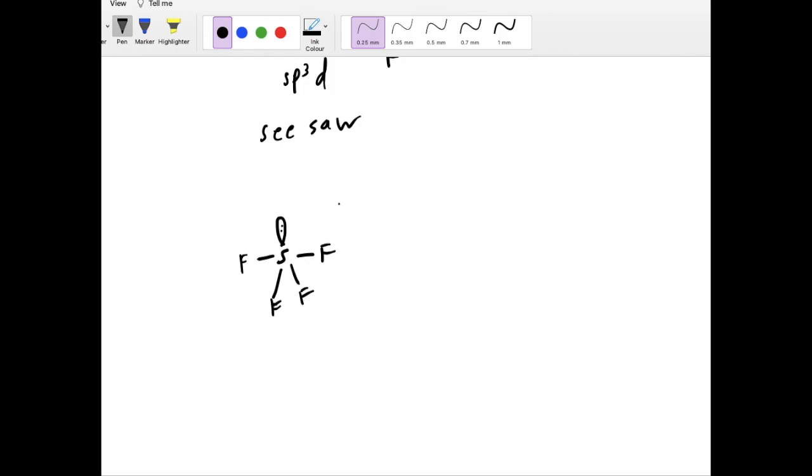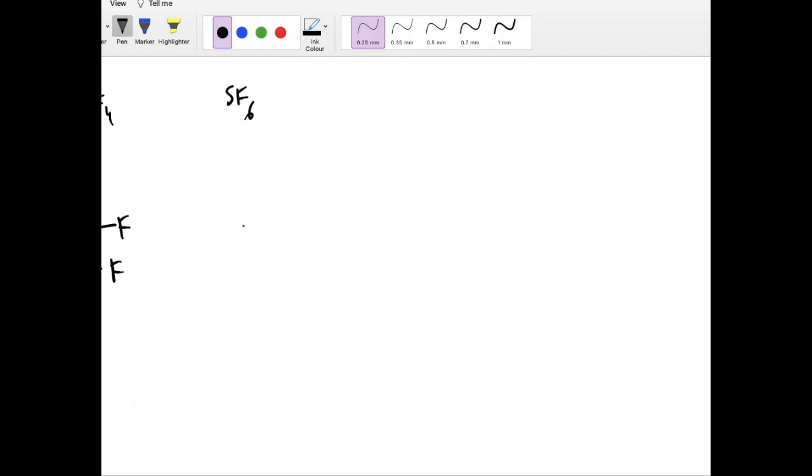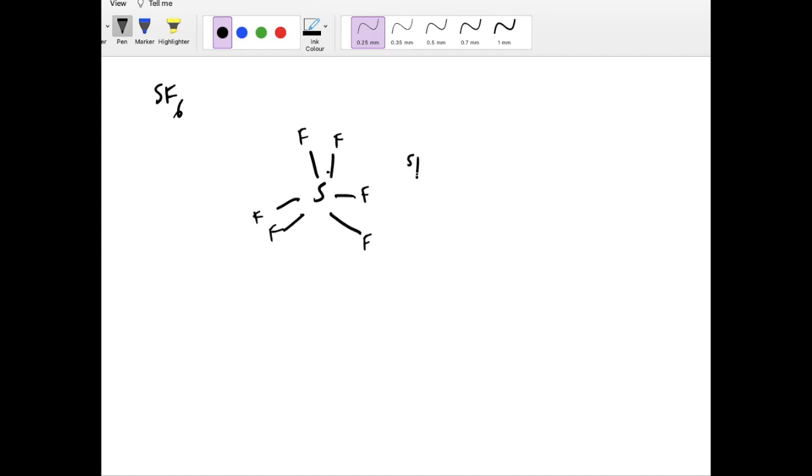Now for SF6 we try the same thing. Now S has three lone pairs, and then you just form the fluorine bonds. Here fluorine, fluorine, fluorine, and fluorine. Now this has a steric number of 6, which is sp3d2. That is octahedral structure. We'll try to draw it over here.